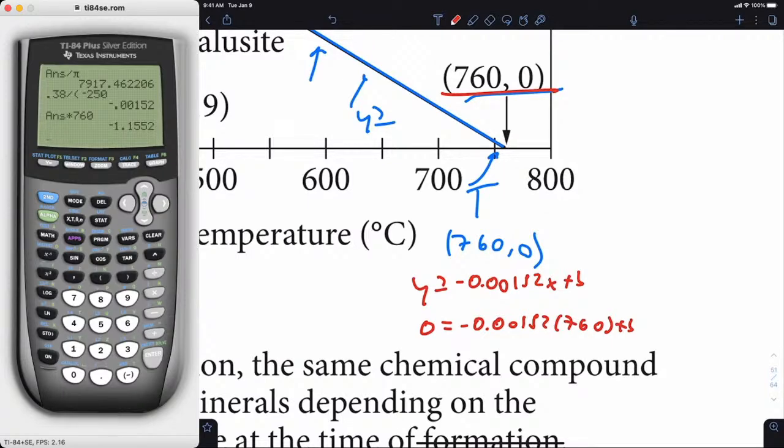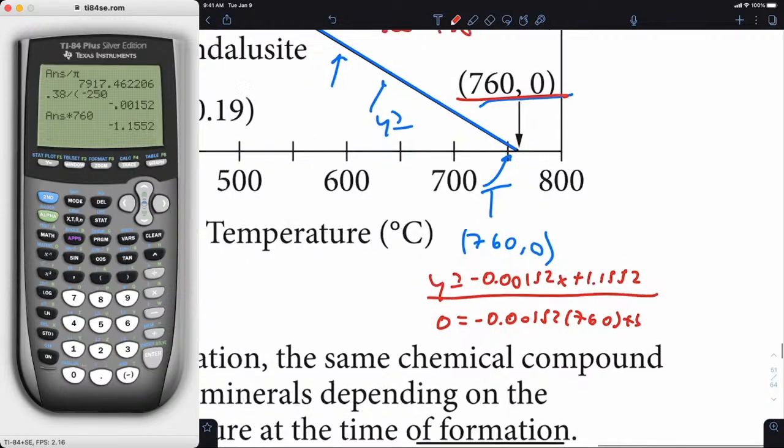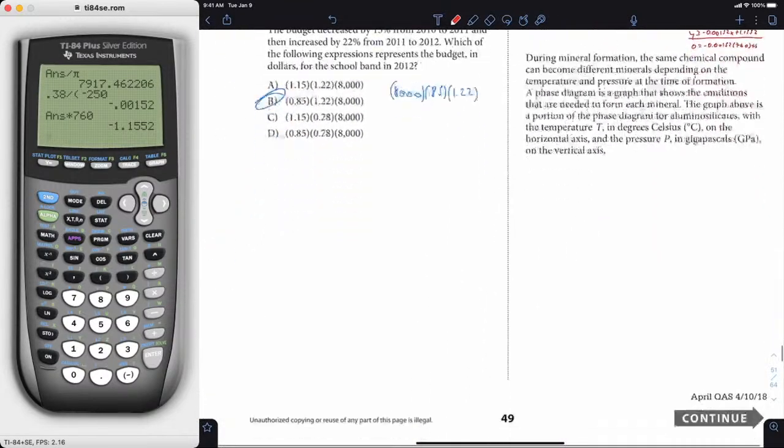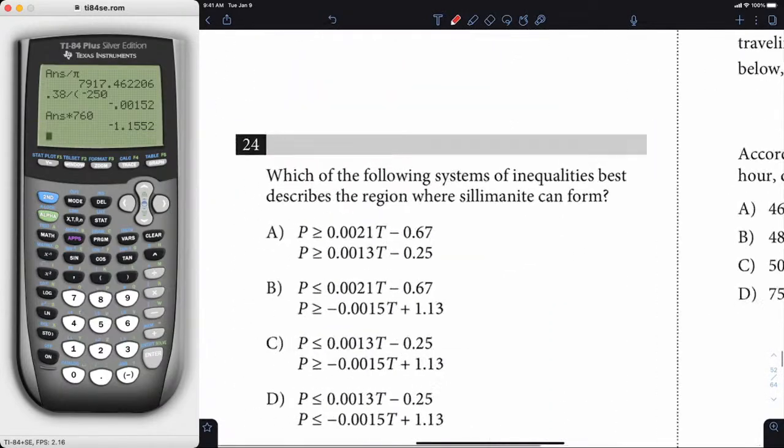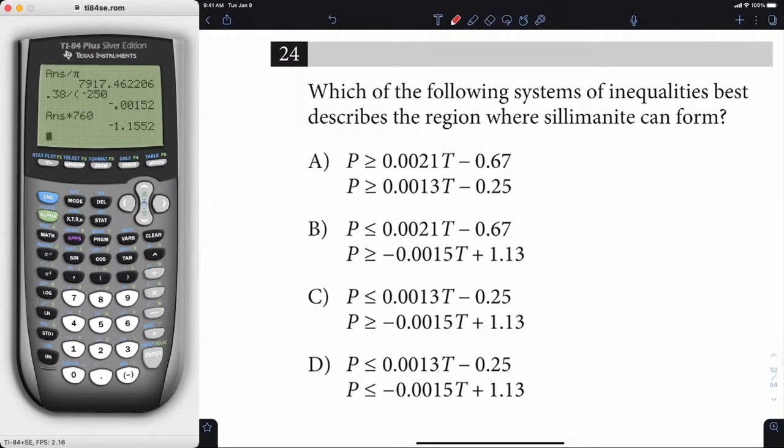So 1.1552 plus 1.1552. So that's the equation of one of our lines. Well, let's take a look at which ones have this thing. And remember, I said that there had to be a greater than and a less than. These are both greater than, so this is out. This could still be in, this could still be in, and this is out.